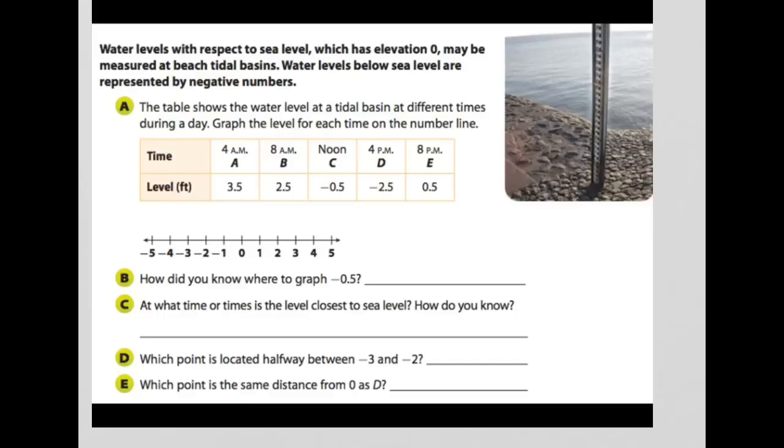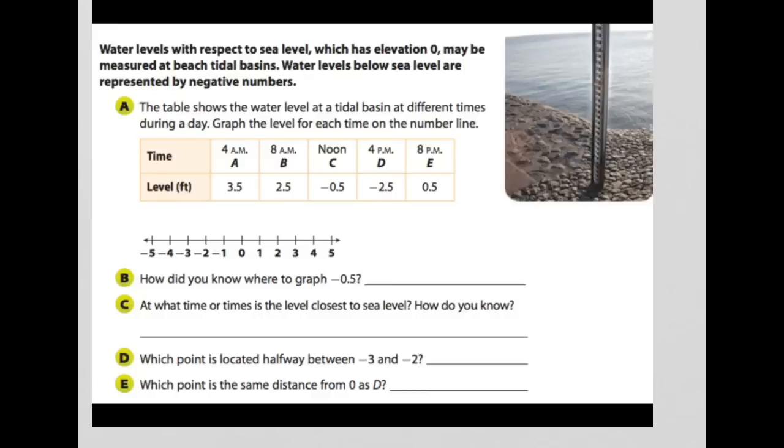It says at the top, water levels with respect to sea level, which has an elevation of 0, may be measured at beach tidal basins. Water levels below sea level are represented by negative numbers. The table shows the water level at a tidal basin at different times during a day. Graph the level for each time on the number line. So we're going to go ahead and graph these points.